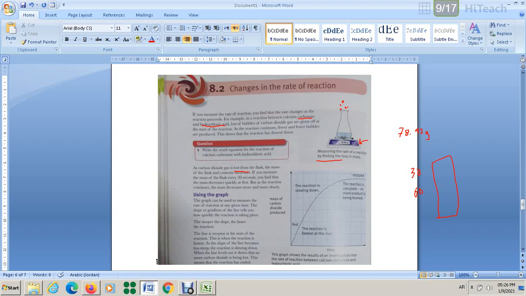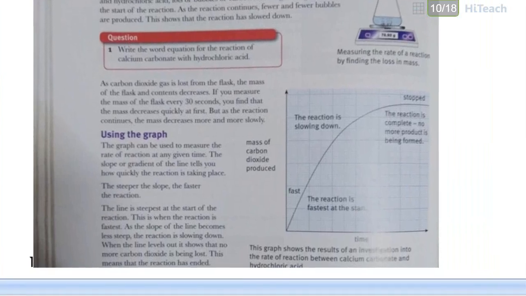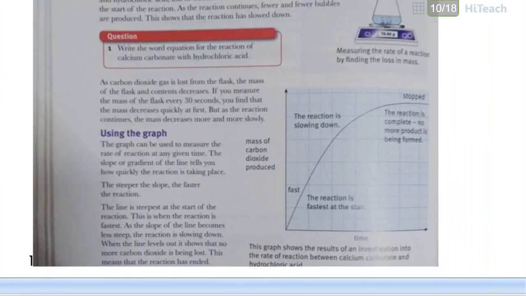How can we study the rate of reaction? By looking at graphs. If I have a graph like the one shown here on this page, how can I use it to study the rate of reaction? Let's look at this graph here. The graph can be used to measure the rate of reaction at any given time. As you see here, the slope or gradient of the line tells you how quickly the reaction is taking place.